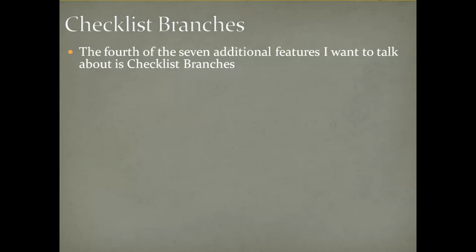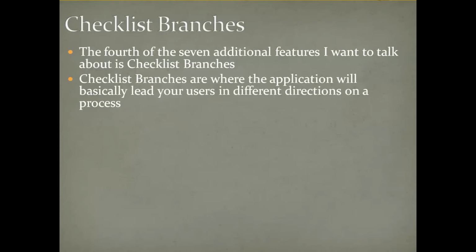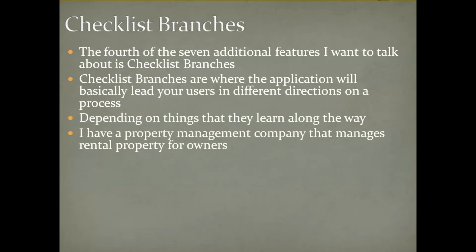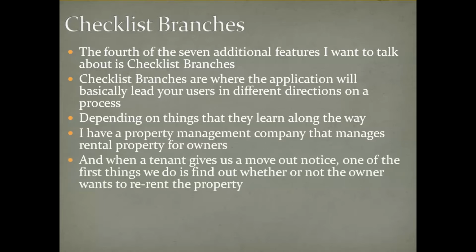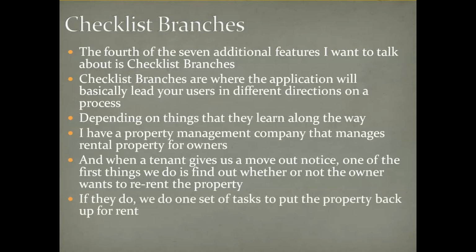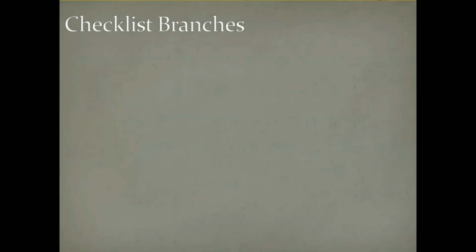The fourth of the 7 additional features I want to talk about is checklist branches. Checklist branches are where the application will basically lead your users in different directions on a process depending on things that they learn along the way. I have a property management company that manages rental property for owners, and when a tenant gives us a move-out notice, one of the first things we do is find out whether or not the owner wants to re-rent the property. If they do, then we do one set of tasks to put the property back up for rent. But if they don't, we do a different set of tasks.